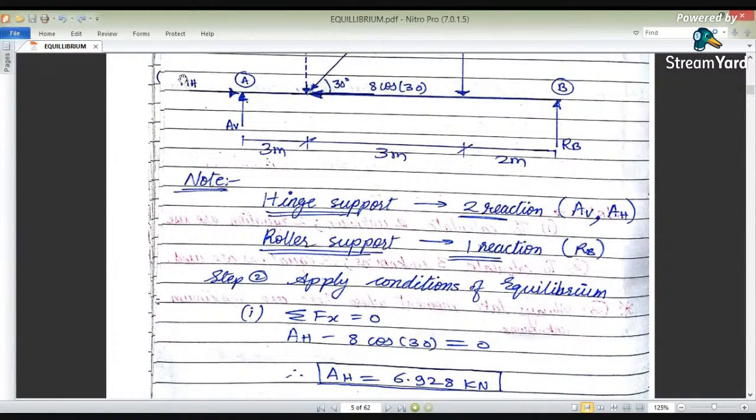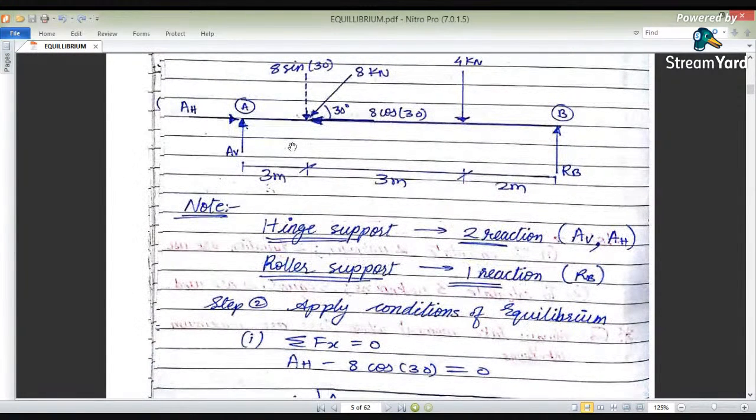Once we have calculated the horizontal force, we can find out the vertical force also. But in this case the vertical force has two unknowns, so we cannot take summation of Fy equal to 0, because along the y components there are two unknowns. There are three equations: summation of Fx equal to 0, Fy equal to 0, and moment. So we cannot take y because there are two unknowns. We will take the third equation, moment equal to 0.